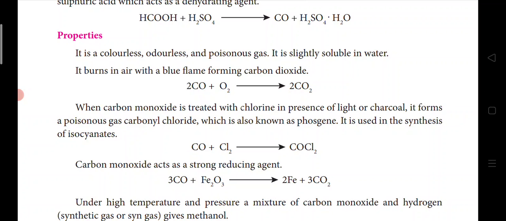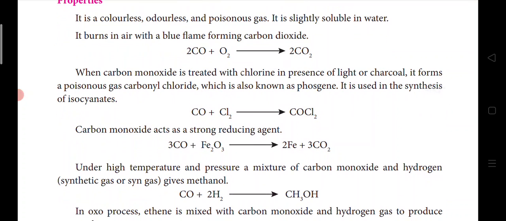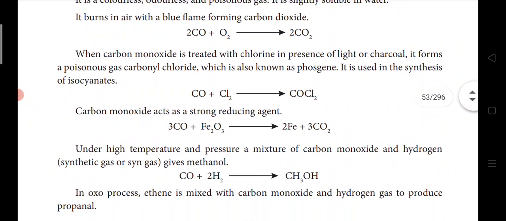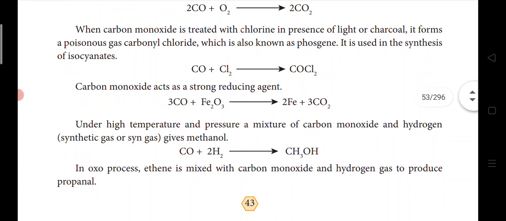When carbon monoxide is treated with chlorine in the presence of light or charcoal, it forms a poisonous gas, that is carbonyl chloride. It is also called phosgene, and it is also used in the preparation of isocyanates. Isocyanate means it is N=C, whereas cyanate is C≡N.